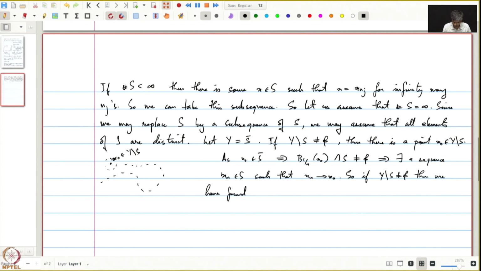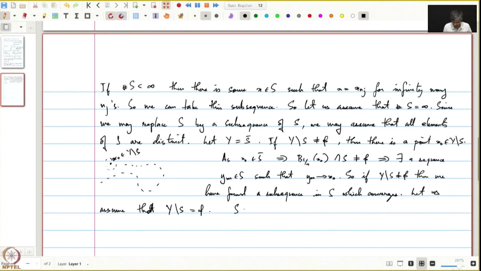So let me say there is a sequence Ym such that Ym converges to x naught. Okay. So then we have found a subsequence in S which converges. Okay. So let us assume that Y minus S is empty.